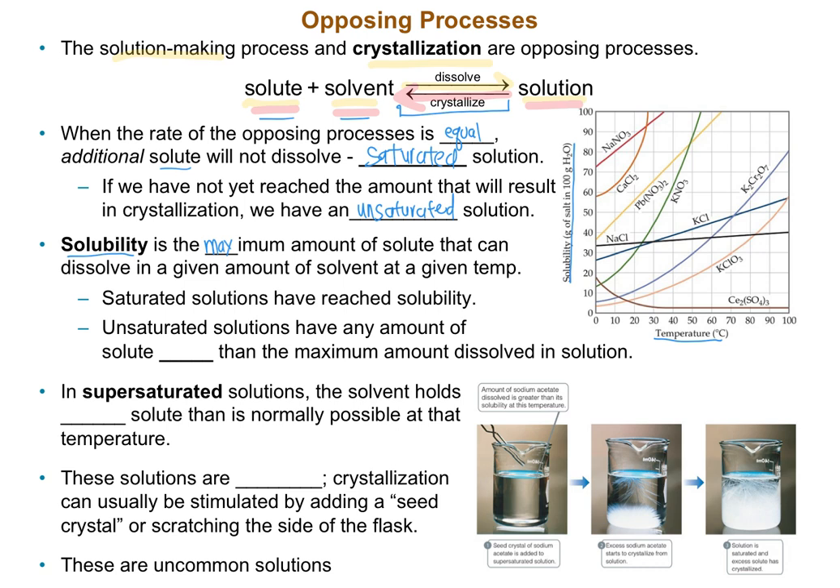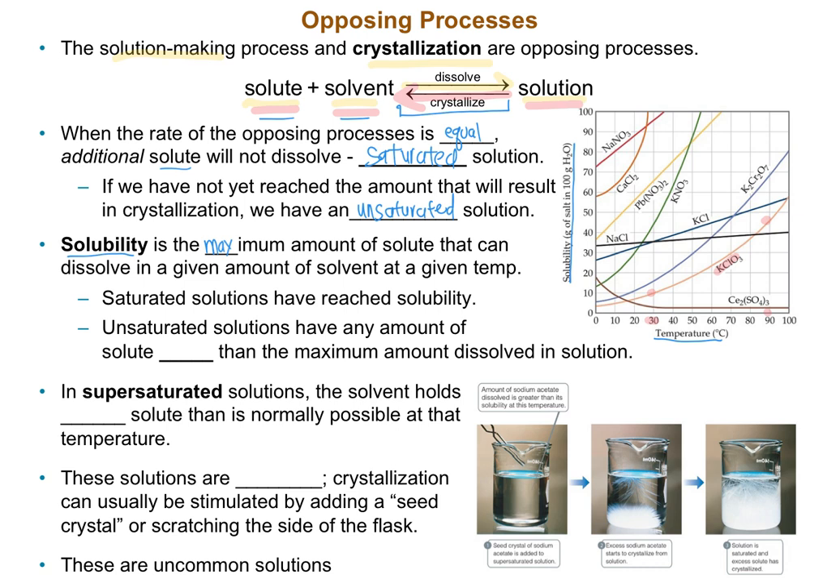So if we look at potassium chlorate here, at 30 degrees Celsius, I can dissolve 10 grams of potassium chlorate. But if I increase my temperature to, let's say, 90 degrees, I can now dissolve like 45 grams of potassium chlorate. And we know that, right? If I want to put some sugar in my coffee, I have to heat it up, it needs to be warm. I can't do it with an iced coffee because the sugar won't dissolve as easily.